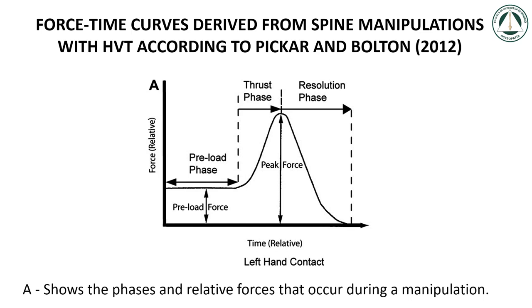The peak force during manipulation of the lumbar spine, measured by Triano and Schultz, 1997, tended to be higher than during the thoracic or sacroiliac manipulation. When spinal manipulation was applied to the sacroiliac joint, mean applied peak forces reached 328 newtons plus minus 78 newtons, according to Herzog et al. 1993, with the thrust and resolution phases having similar durations, 100 milliseconds.